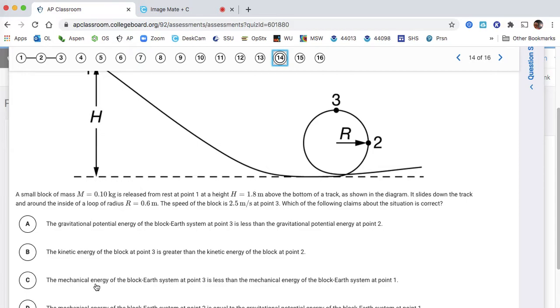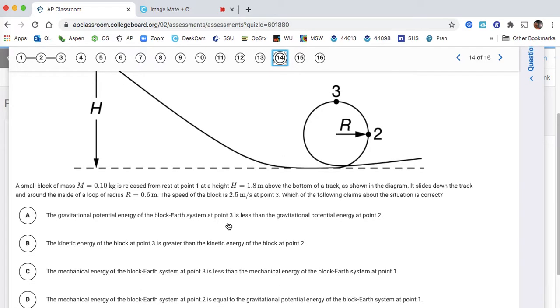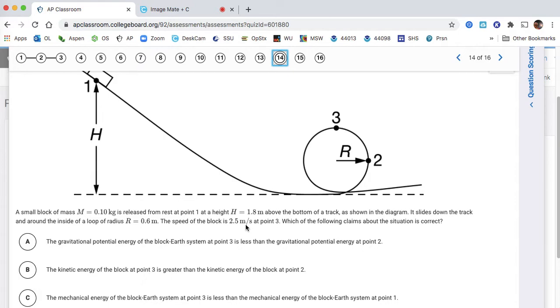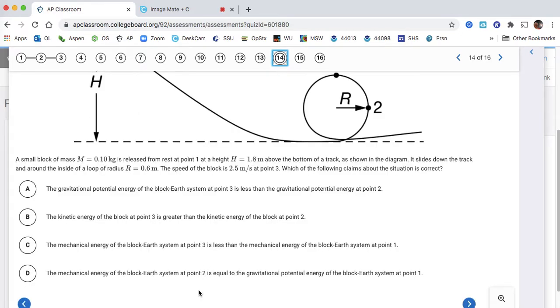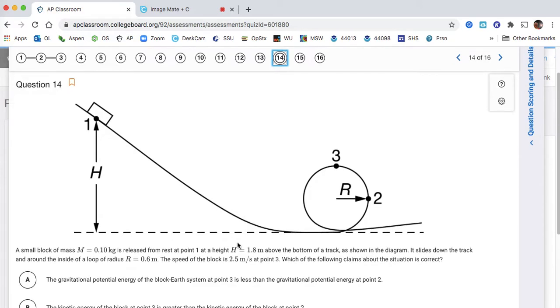I bet the answer is C. If I was in a rush, I would choose C and I'd keep going, but I'm not, so I'm gonna work it out. So at point 3, let's find out how fast it should be going, because look, the speed is 2.5. If it should be going 2.5, then there's no friction, and D's our answer. But if it should be going faster than 2.5 at 3, then C's our answer. It lost some energy. Okay, so let's work it out.